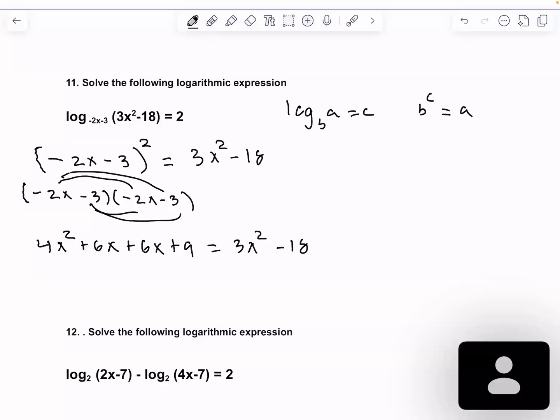Okay, so let's go ahead and get everything to one side and combine like terms. So if I subtract this 3x squared from this 3x squared, I would get x squared. If I combine these two, I would get 12x. And if I add 18 to 9, I would get 27.